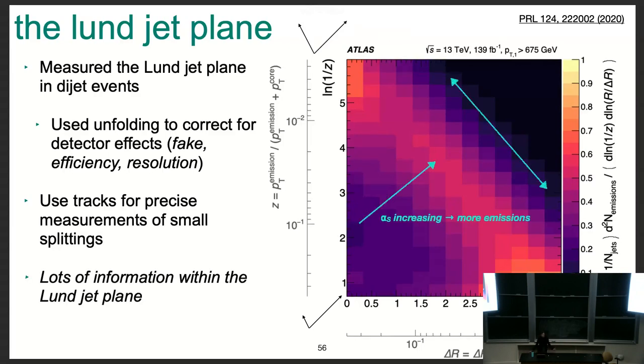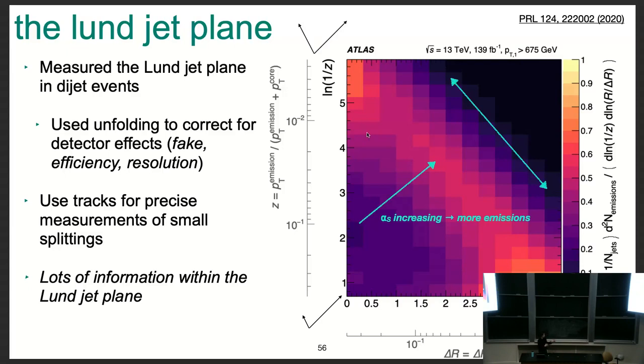There's a lot you can say about what this two-dimensional space looks like. I don't have time to go through all of the things you can learn from this, but it's worth pointing out a couple of things. First, if you take lines perpendicular to this blue arrow, these are lines of constant alpha s, or alpha s at a certain scale.